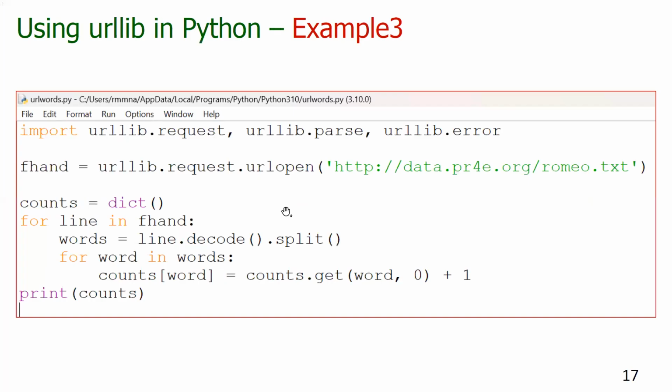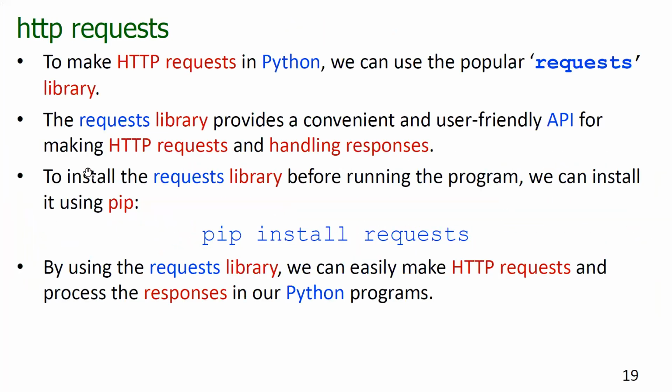Okay, then finally you can see the last method, HTTP requests. To make HTTP requests in Python, we can use the popular requests library. The requests library provides a convenient and user-friendly application programming interface for making HTTP requests and handling responses. To install the requests library before running the program, we can use pip install requests.